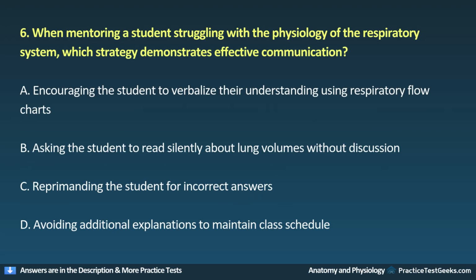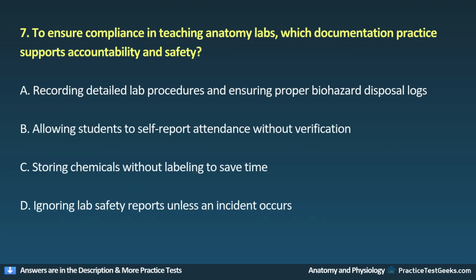6. When mentoring a student struggling with the physiology of the respiratory system, which strategy demonstrates effective communication? A. Encouraging the student to verbalize their understanding using respiratory flowcharts. B. Asking the student to read silently about lung volumes without discussion. C. Reprimanding the student for incorrect answers. D. Avoiding additional explanations to maintain class schedule.